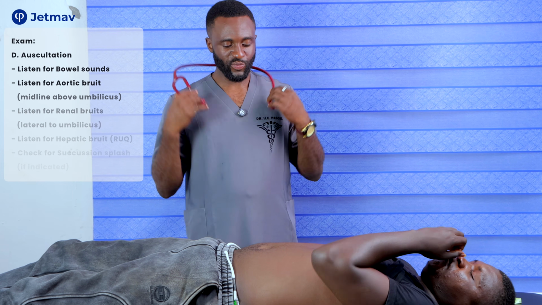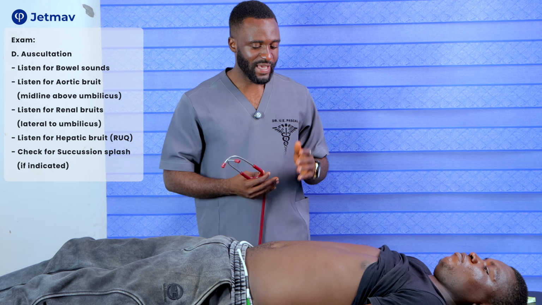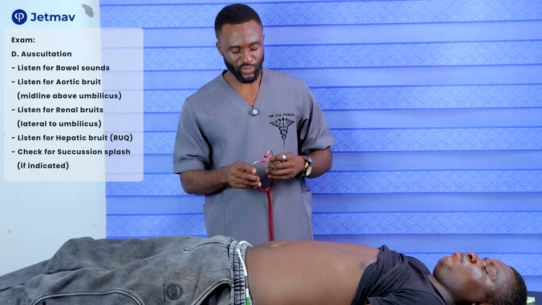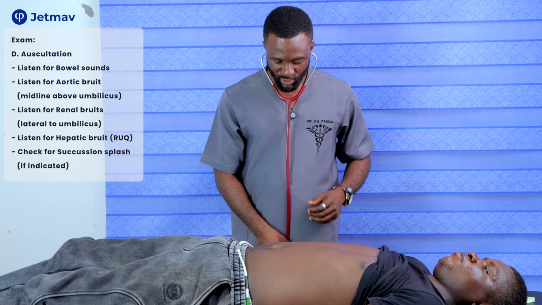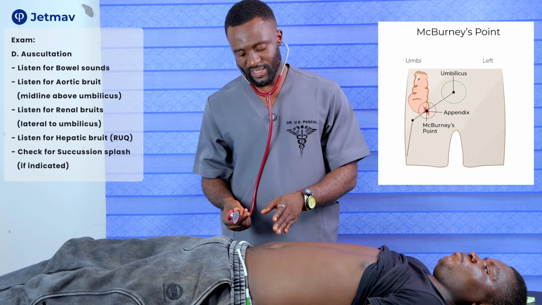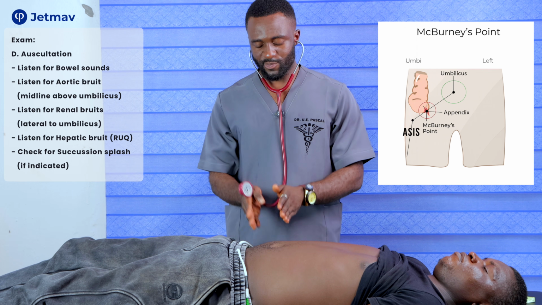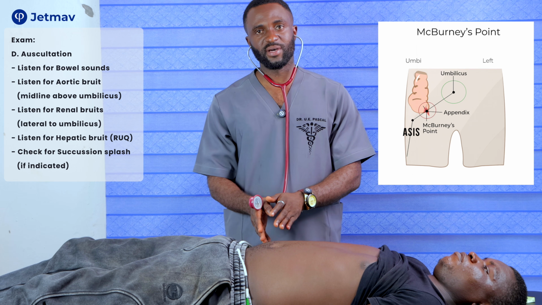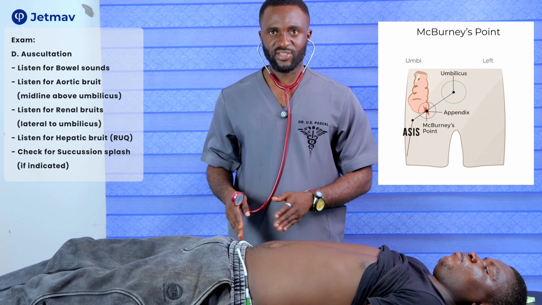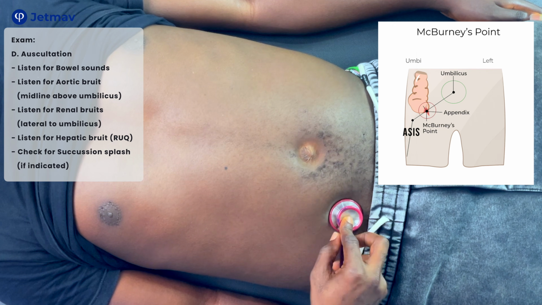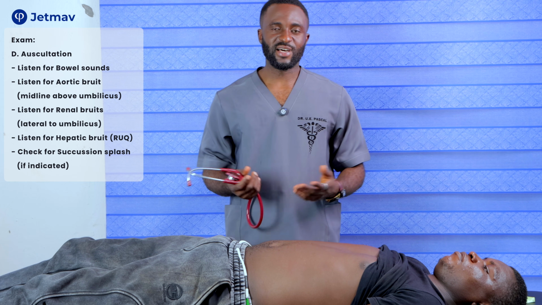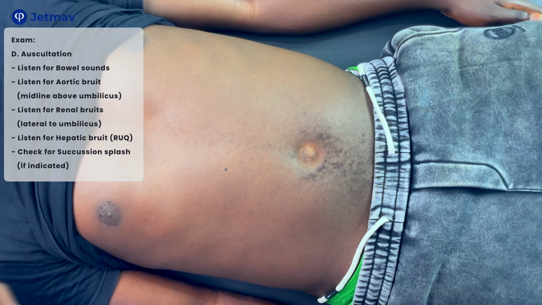So in auscultation, we are checking for the bowel sounds, hepatic bruit, renal bruit, and also for aortic bruit. So for the bowel sound, you're going to listen for 1 minute. And you're going to listen at the McBurney's point. The McBurney's point is a point between the umbilicus and the anterior superior iliac spine. This point is 2/3 away from the umbilicus and 1/3 away from the anterior superior iliac spine when you draw an imaginary line along that axis. So you're expected to hear 5 to 30 sounds in 1 minute for a normal bowel sound.